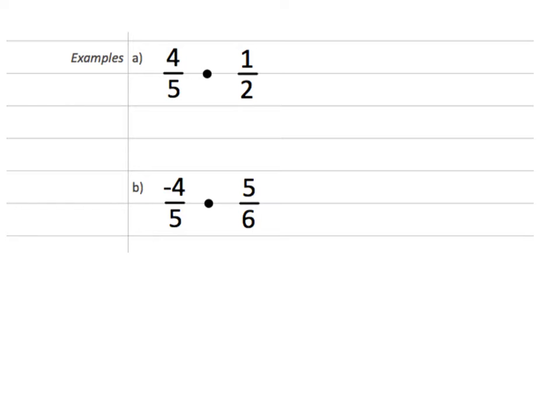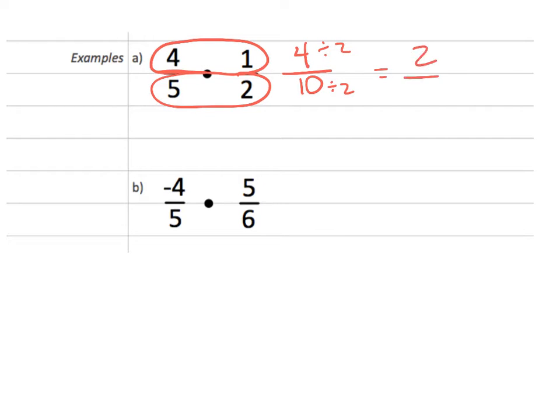Letter A. We can do this two ways. First, like I said, go straight across the top. 4 times 1 is 4. 5 times 2 is 10. And both of these can be divided by 2. That gives us 2/5, which is our answer.